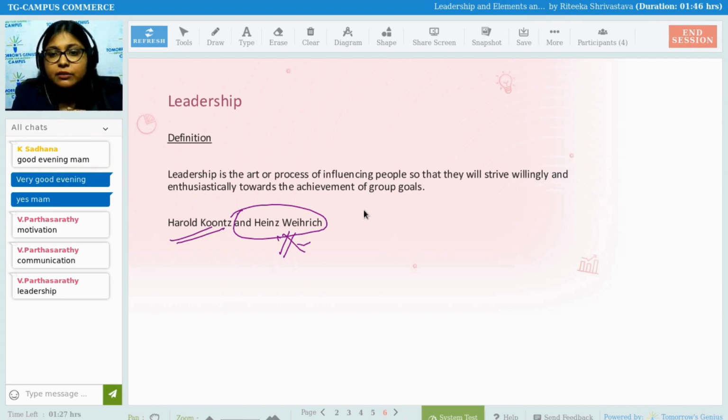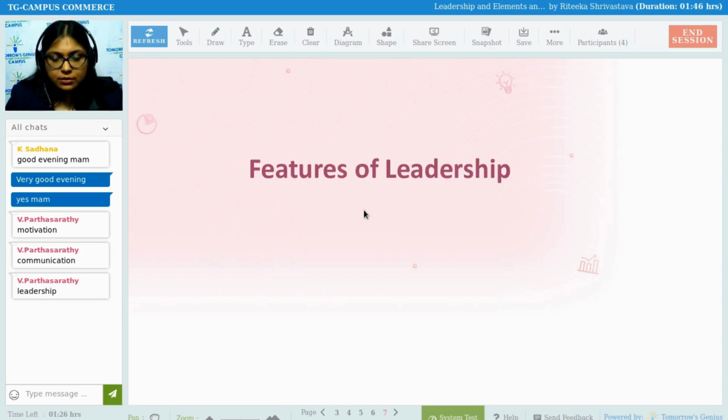Leadership is the art or process of influencing people so that they will strive willingly and enthusiastically towards the achievement of group goals. Group goals or organizational goals. So according to Harold Koontz, leadership is the process of influencing all the subordinates in a positive manner, so that all the subordinates work enthusiastically, with motivation and willingly in order to achieve the group goals or organizational goals. So he says that leadership is nothing but the process of how we can influence our subordinates to work towards a common goal. This is the meaning of leadership according to Harold Koontz.